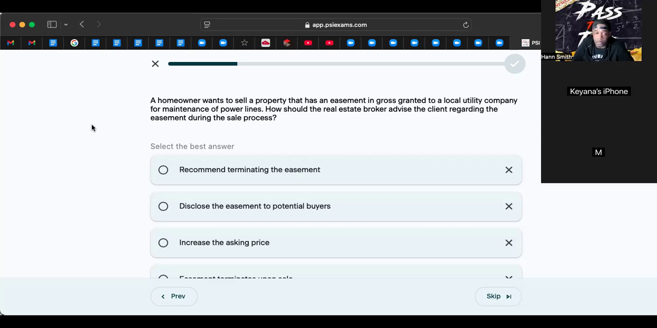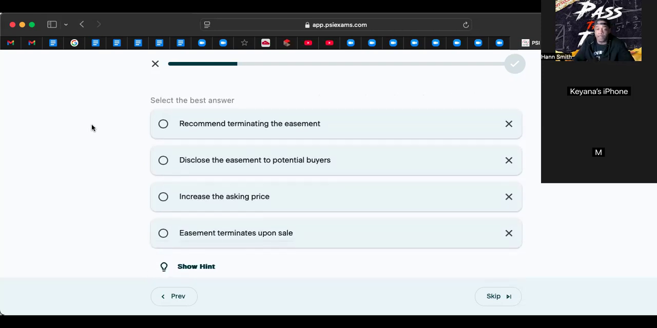So here are the answers. Number one, recommend terminating the easement. Number two, disclose the easement to potential buyers. Number three, increase the asking price. Number four, easement terminates upon sale. Most of the time, if you see anything about disclose in the answer, that's probably the answer. I'm gonna just keep it 100 with you, that's obviously gonna be the best answer on here.